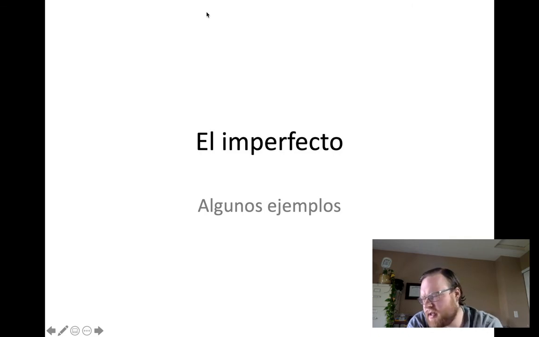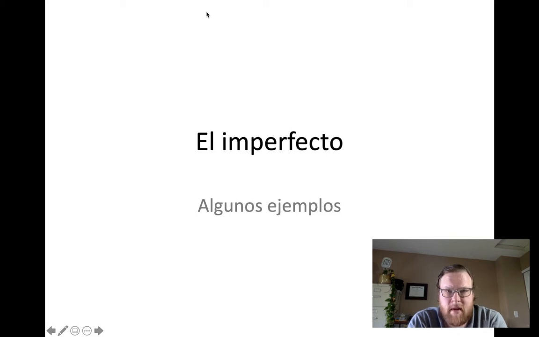This can get a little bit difficult for non-native Spanish speakers, especially for English speakers, because it's a distinction that we often don't make in English. So the imperfect is another past tense. So it refers to things that have already happened.